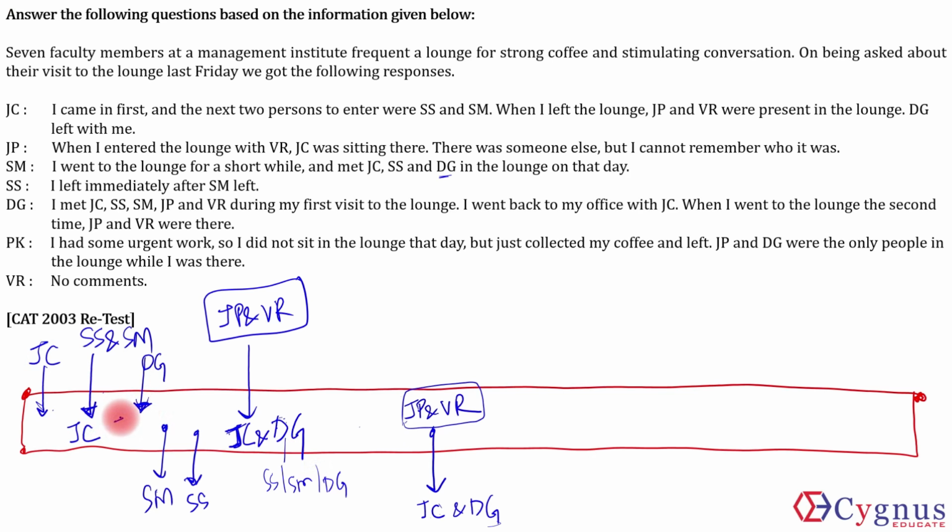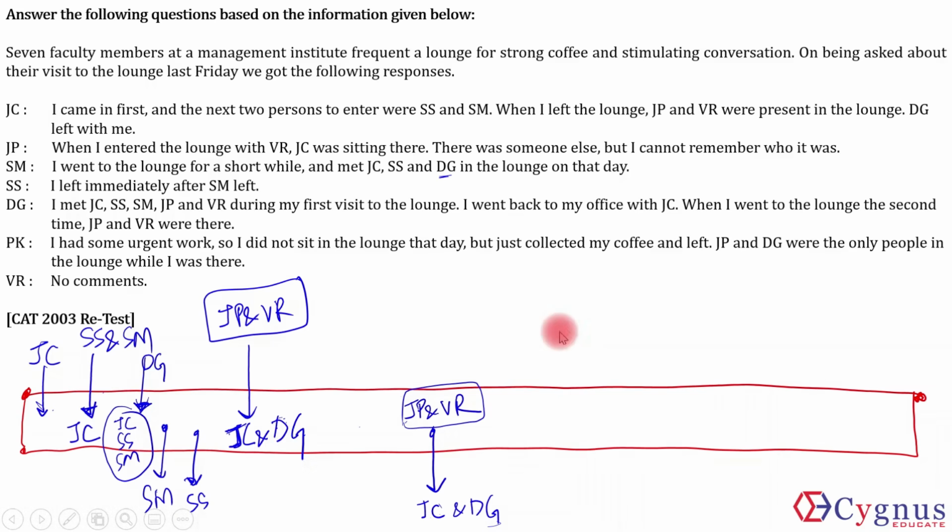When DG came in, JC was already here, SS was already here, and SM was already here. Then SM left, SS left, and you are left with JC and DG only, and then JP and VR come in. This is what is happening. This is the information we can gather from the first four statements.